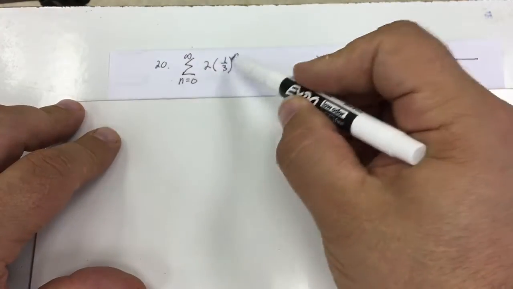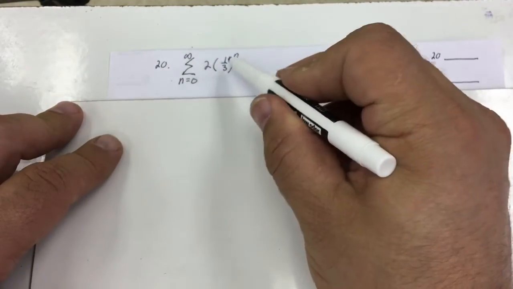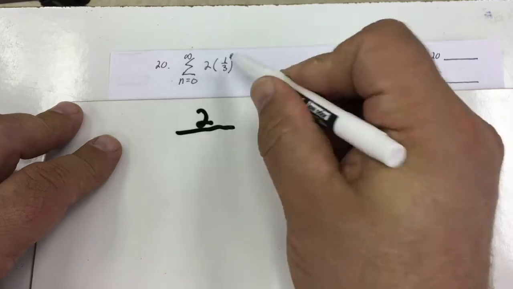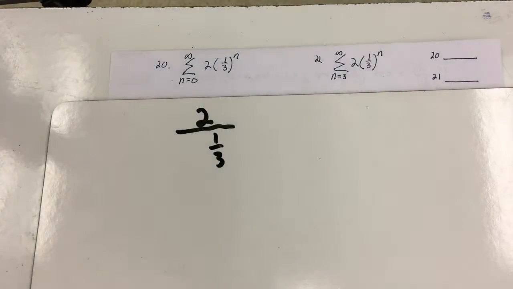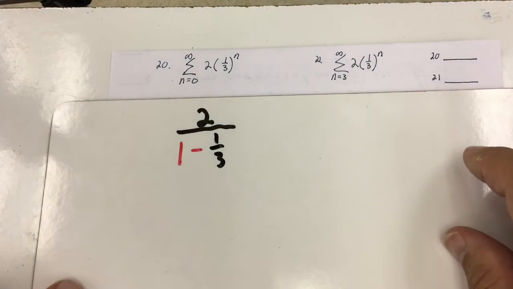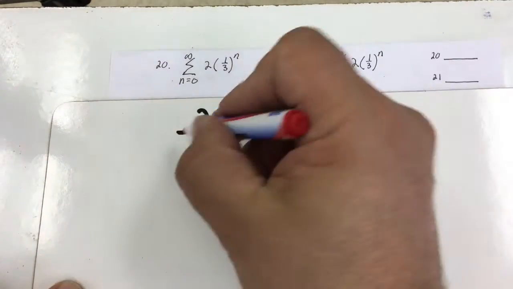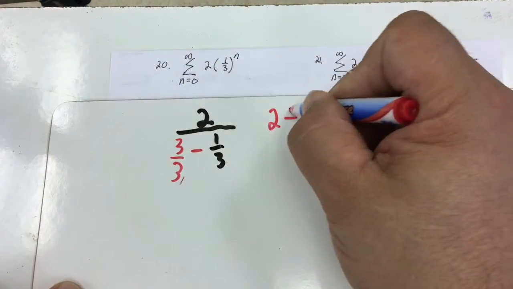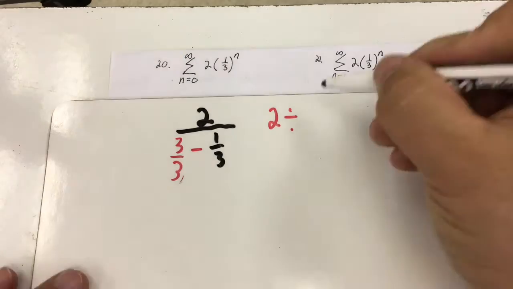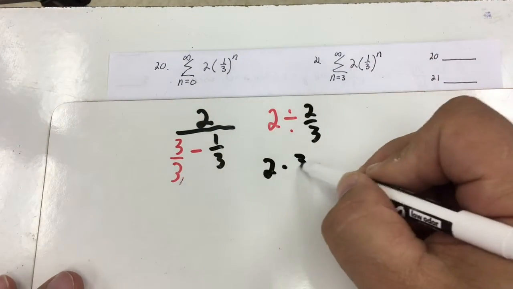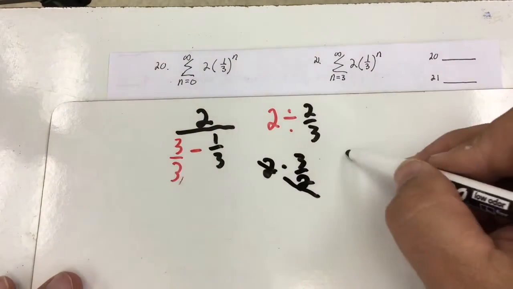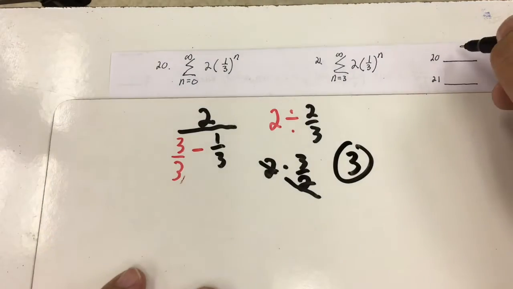For number 20, as I inspected, I noticed instantly that it's a geometric series, whose first term when I plug in 0 is going to be 2, its common ratio is 1/3, and the formula is always going to be the first term over 1 minus that common ratio. So 1 minus 1/3 is actually 3/3 minus 1/3. That's going to give me 2 divided by 2/3. Or I can rewrite this as 2 times 3 over 2. So those simplify, and it's going to converge to just 3 for number 20.